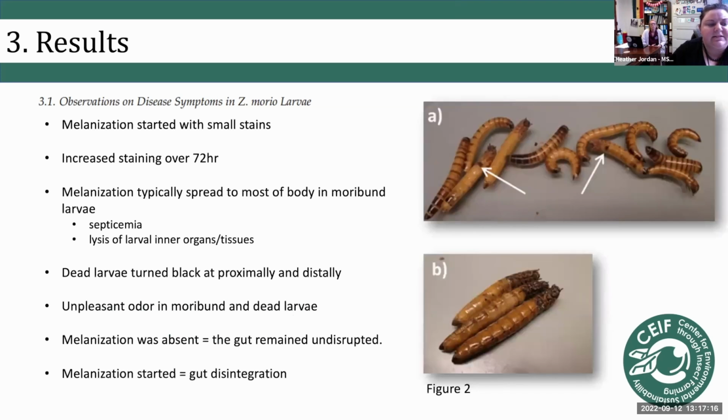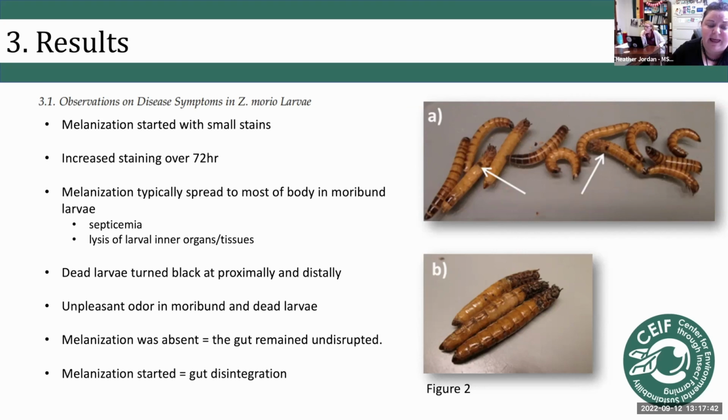Further results from this are melanization, which is dark staining. It starts with a small stain. In the picture labeled A, at the tip of the white arrow, you can see a black dot. This staining increased over a 72-hour period, and melanization typically spread to most of the body in moribund larvae. This is indicative of septicemia, lysis of larval internal organs or tissues.